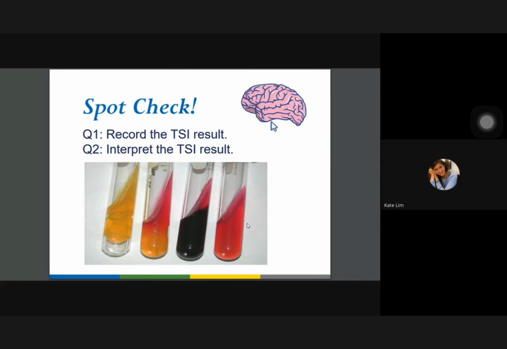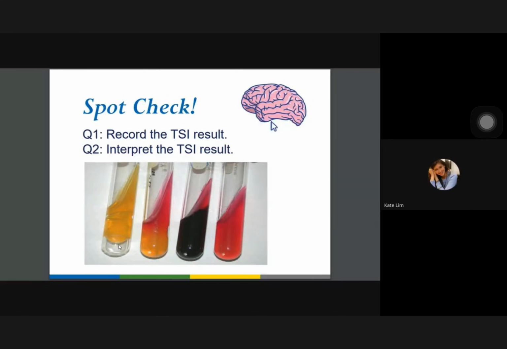As for your TSI, what are the three things that you need to remember? Again, TSI stands for triple sugar iron. So we would be detecting, number one, three types of sugar: glucose, lactose, and/or sucrose. Lactose and/or sucrose are usually located in the slant portion of your TSI, while glucose is usually determined in the butt portion of the tube.